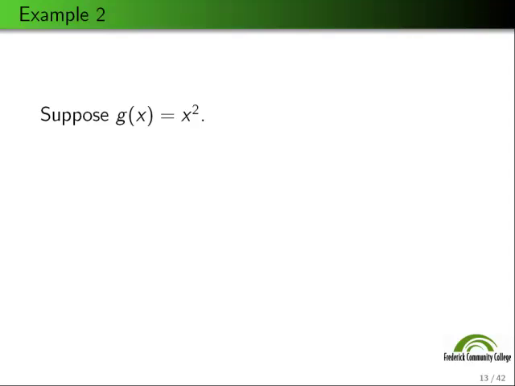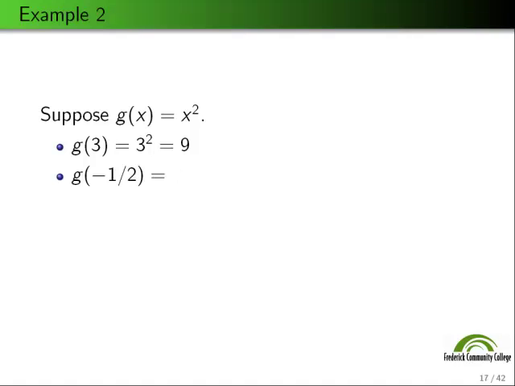Our next example is we have a function defined with a formula. So g of x equals x squared. G explicitly says whatever you put in me, square it. So if you put a 3 into g, you must square the 3. So 3 squared equals 9. So g of 3 equals 9.